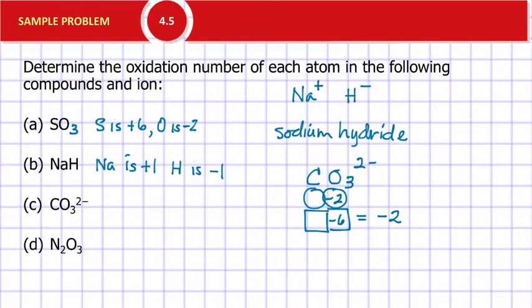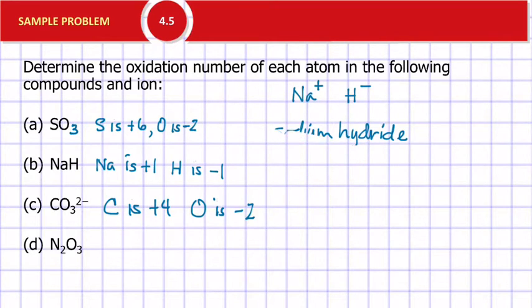So the other box is what? +4. Because +4 and -6 add up to -2. There's only one carbon, so all of this +4 has to come from that one carbon. The carbon's +4. So we say carbon is +4, oxygen is -2. Any questions? Oxygen shows up in a lot of these things, doesn't it? It's the most abundant element. Okay.